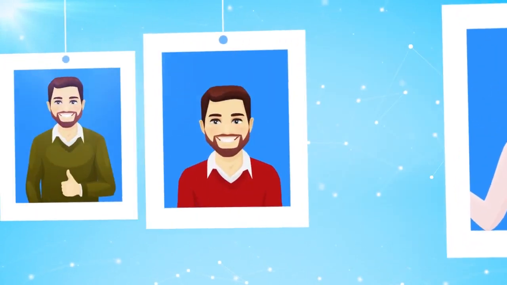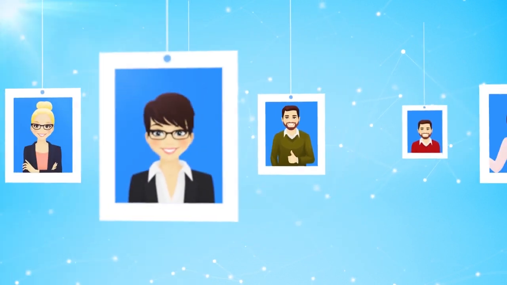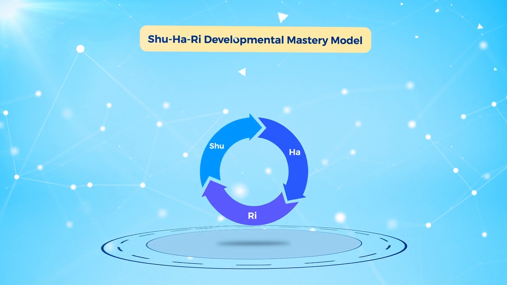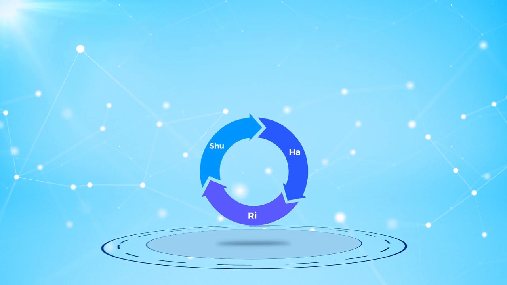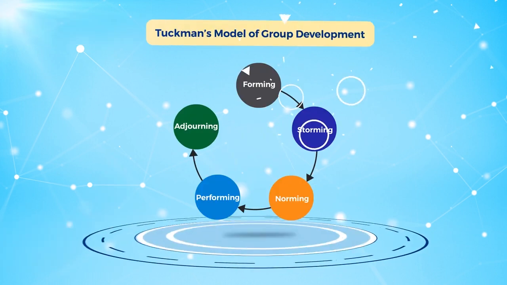Developmental mastery models are useful approaches for individual and team development in your Agile environment. While there are many different models out there, three common developmental mastery models particularly effective in Agile projects are the Shu-Ha-Ri Developmental Mastery Model, the Dreyfus Model of Skill Acquisition, and Tuckman's Model of Group Development.